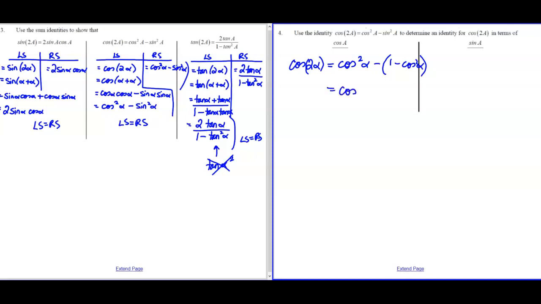Collect like terms, so get rid of the brackets correctly. Collect like terms, that'll be adding, I'll show that, I guess. So now we get 2 cos squared alpha minus 1.